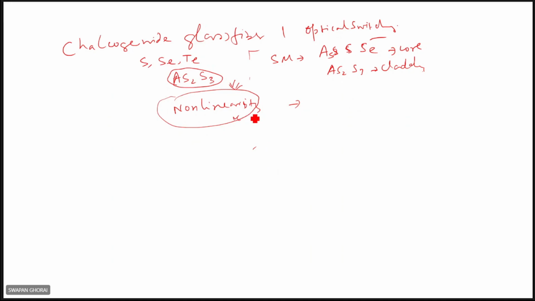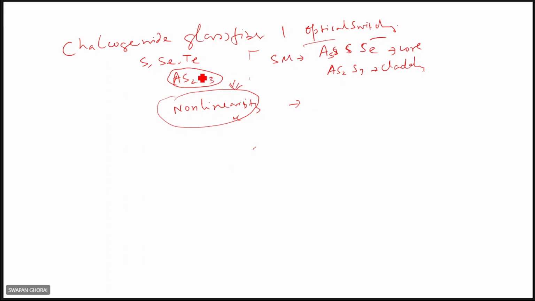We'll discuss nonlinearity at the end, in the fifth module. You can vary the nonlinearity as per requirement. So that is useful for fabrication of all-optical switching, right? That is the application of chalcogenide glass fibers.